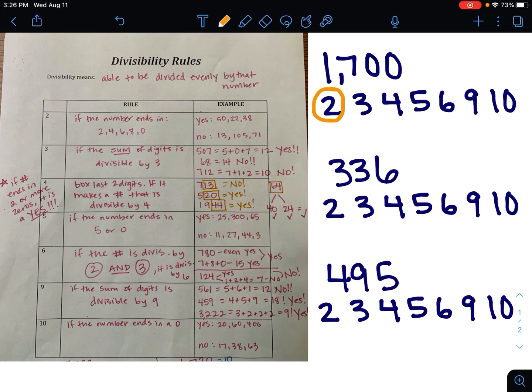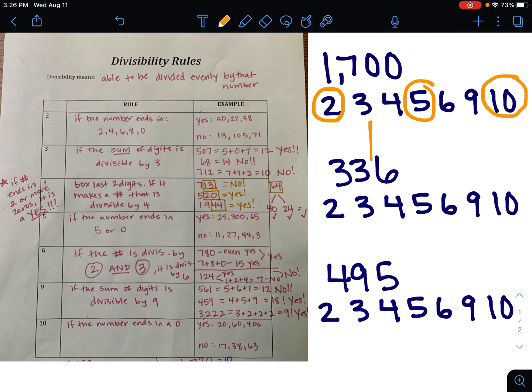I always look at 5 and 10 next because 5 is about what it ends in and 10 is also about what the number ends in. 5 says if the number ends in a 5 or a 0. This does, so it's a yes, we circle it. 10 is if the number ends in a 0. This number does end in a 0, and therefore 10 is a yes, and we circle it.